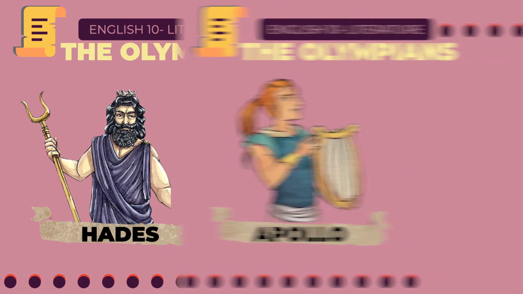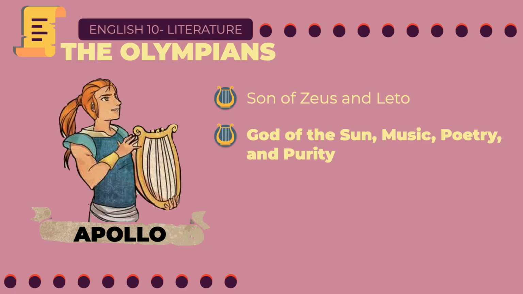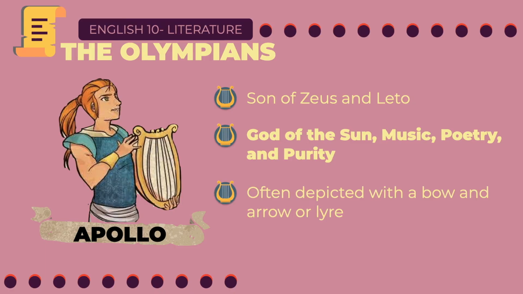Next, we have Apollo, the son of Zeus and Leto. He is the god of the sun, music, poetry, and purity. Beardless and athletically built, he is often depicted with a bow and arrow or a lyre.